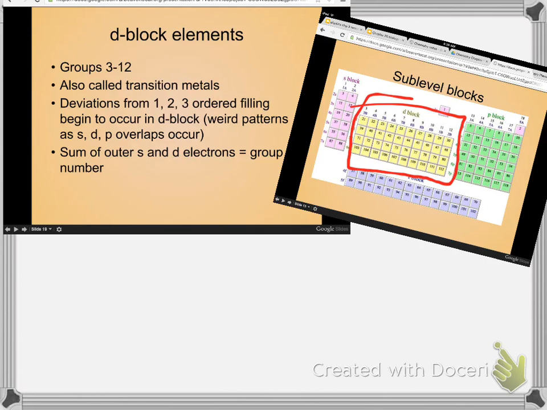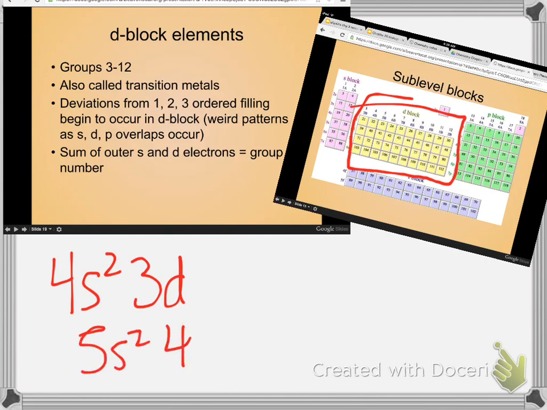This is where things get funky with the filling order, because this is where you start to, oh, let's see, we fill 4s2, then we fill the 3d's. You know, we fill 5s2, then we fill 4d. So we start to have those overlaps. The sum of the outer s and the d electrons is your group number. Now notice that that does not say number of electrons on highest occupied level. Why not?